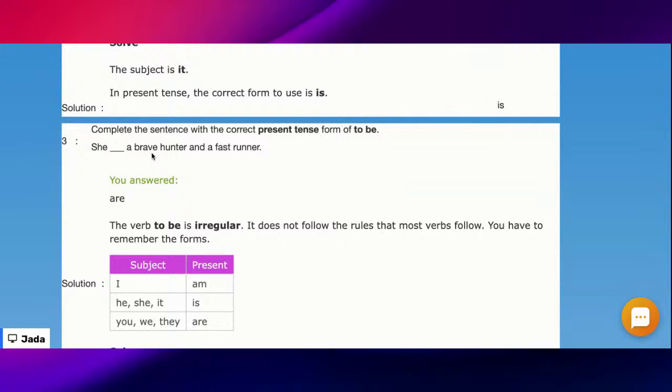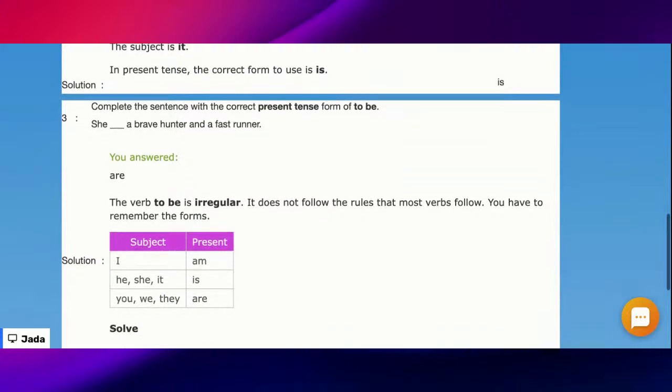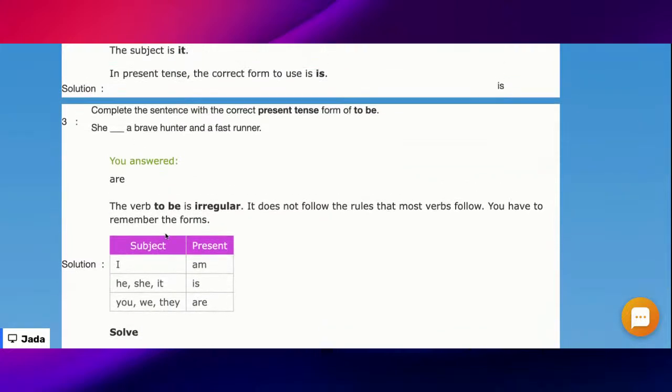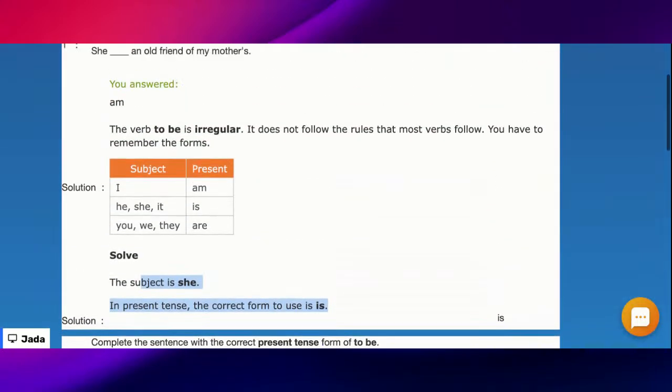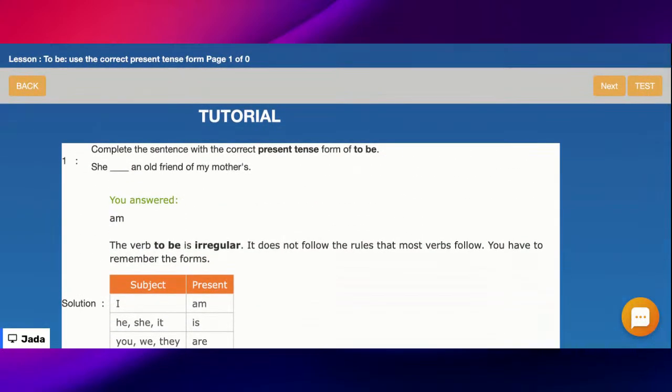She dash a brave hunter and a fast runner. So she goes with is. So she is a brave hunter and a fast runner. Okay, great.